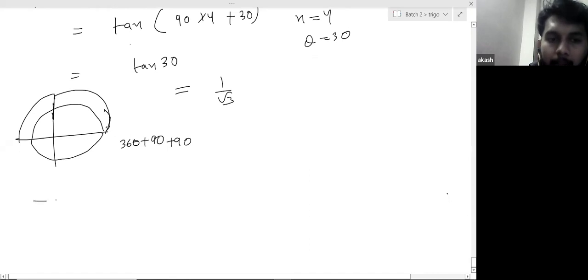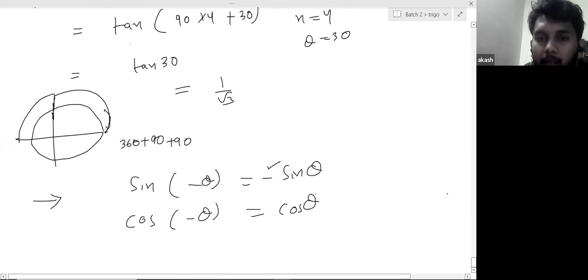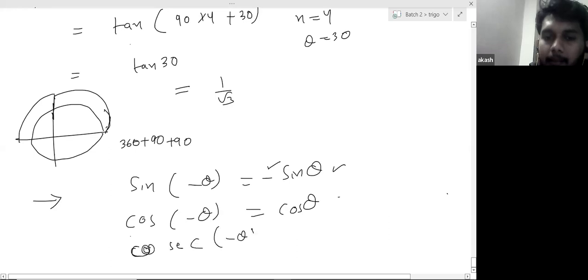Okay, one more thing. In the last class, we also did that if we have sine of minus theta, this becomes minus sine theta. So if they give you any angle with a negative sign, just take the negative sign out. If you have cos of minus theta, you can just omit that negative sign. I hope you remember this: except cos and sec, everyone takes the negative sign outside.